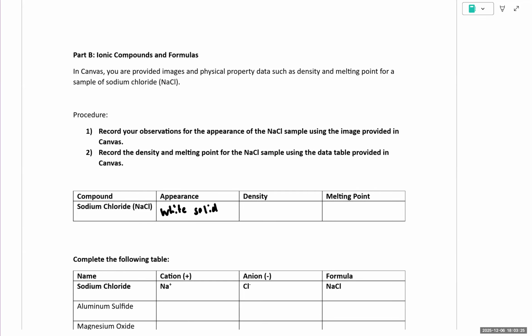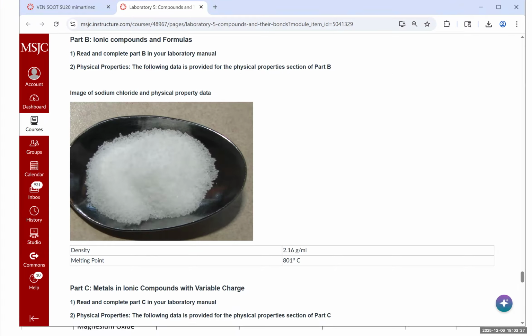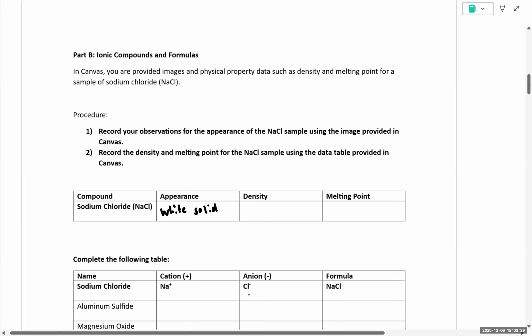Let me just make sure I have the density written down correctly. Okay. And the melting point is 801 degrees Celsius. One thing that we're noticing almost immediately, ionic compounds have very large melting points. It takes very high temperatures to melt an ionic compound.